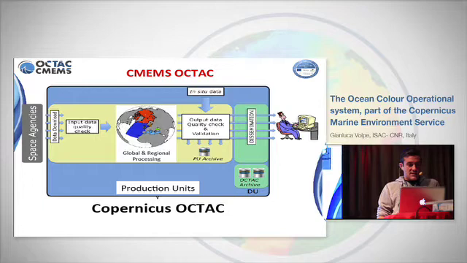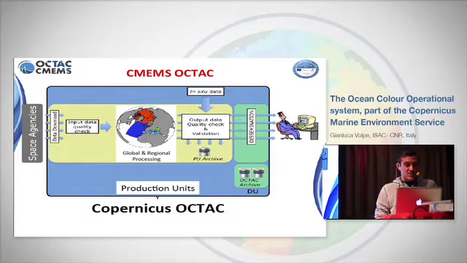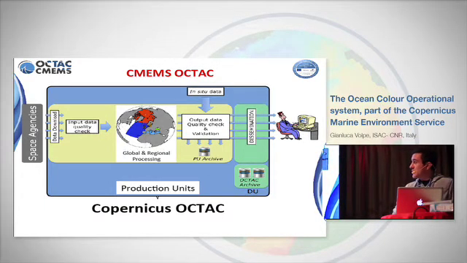So the CMEMS OCTAC basically downloads data from the space agencies and checks them for quality before ingesting them into the global and regional processing systems. Then the outputs are also quality checked before being stored and disseminated to users. So basically the OCTAC stands as a kind of bridge between the space agencies and you.